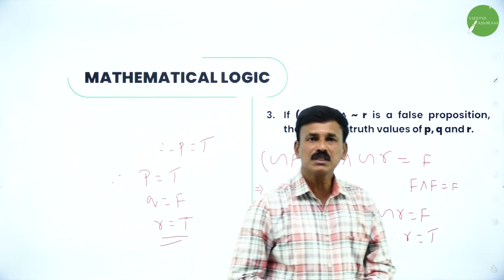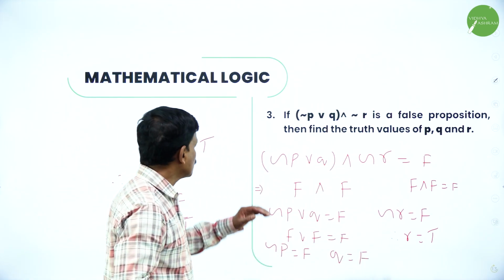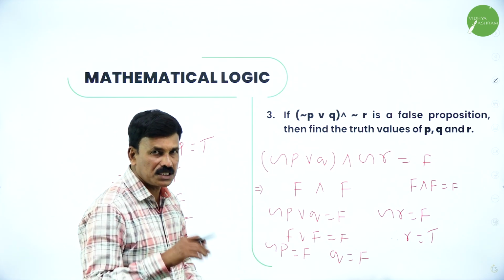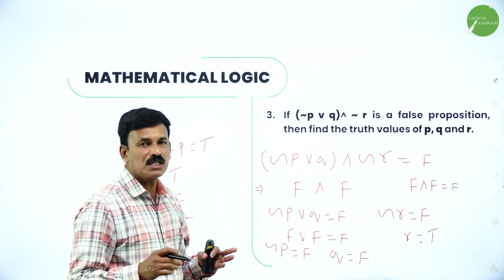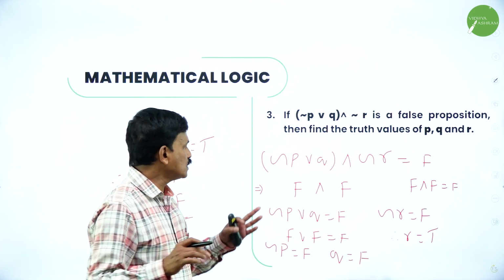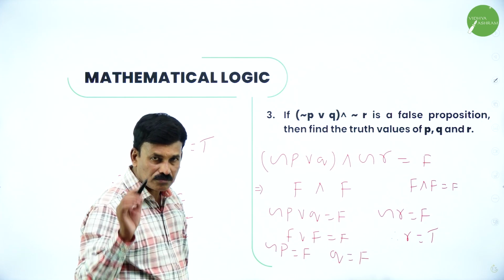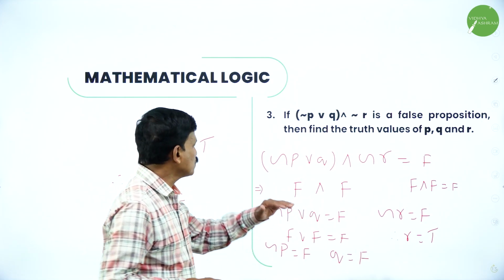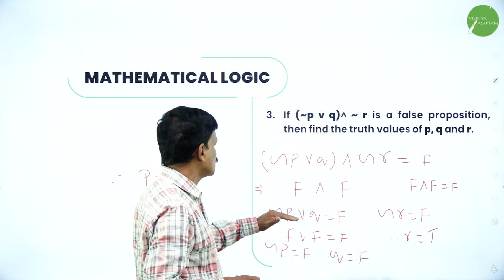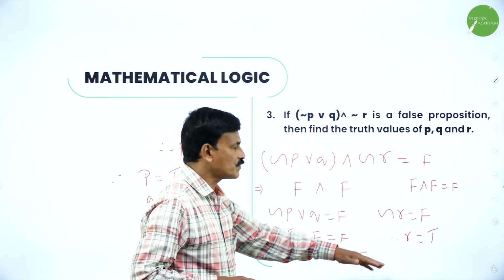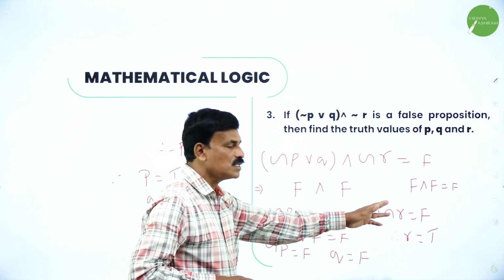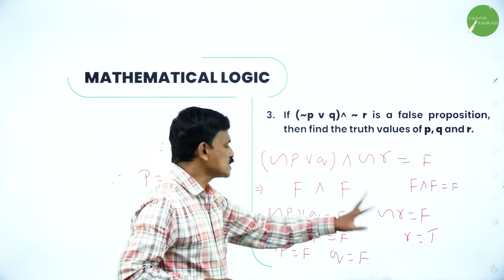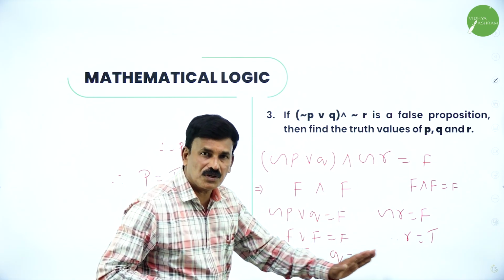That's it. Okay. See, very simple concept, very simple logic here. See what is given? Negation of P disjunction Q conjunction negation R is false. So conjunction is false means false and false. So false and false is false. That means negation of P disjunction Q is false, or negation of R is false. Negation of R is false means R is equal to negation of F, which is T. So R is equal to T we will get. The truth value for R is T.